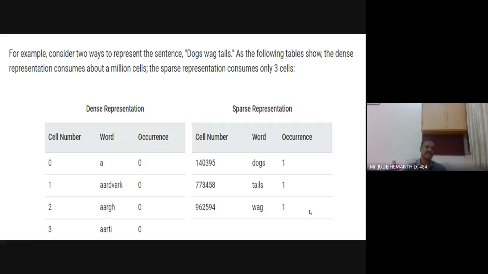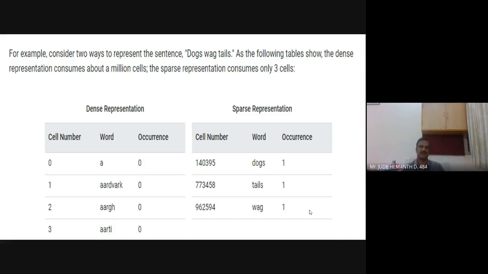So the dense representation is the normal one, which we have seen so far. So many zeros will be there. I have given only 4 values. Many zeros will be there, and rarely you will have only one. But when you go for sparse representation, whether it is red, blue, green, or dog, or whatever it may be, I am giving only one at a time, and also I am specifying the cell number, the position.